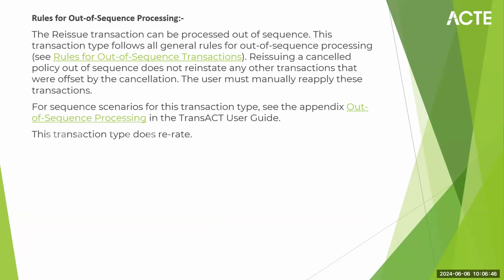Rules for out of sequence processing. Reissuing a cancelled policy out of sequence does not reinstate any of the transactions. Suppose you are doing an out of sequence transaction for the cancel and now you are trying to do the reissue, that will never work. The user must manually reapply this transaction.